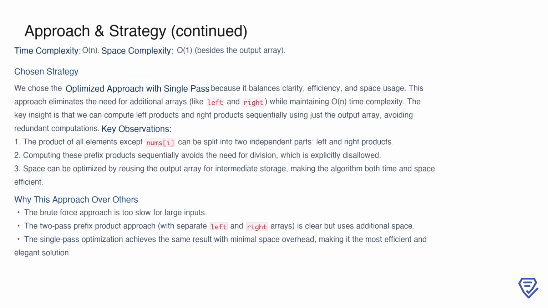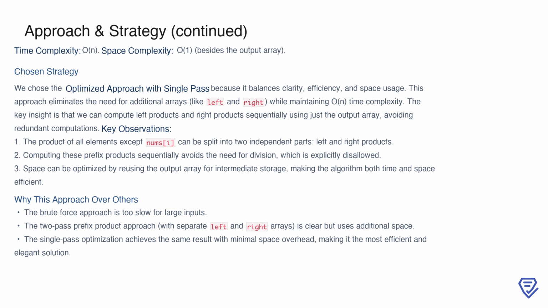The single-pass optimization is particularly elegant because it combines efficiency with minimal space usage. By storing the left products directly in the output array during the first pass, we avoid the need for an extra left array. Then, during the second pass, we compute the right products while simultaneously updating the output array with the final results. The time complexity remains O(n), as we still perform only 2 linear passes through the array.